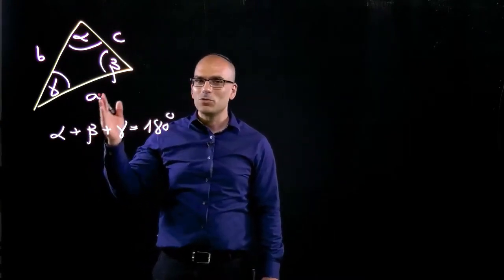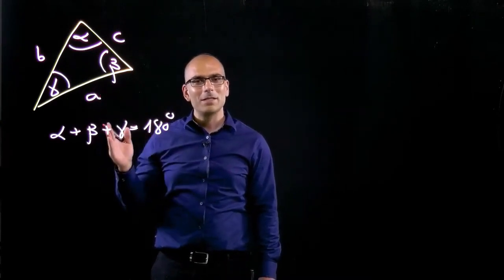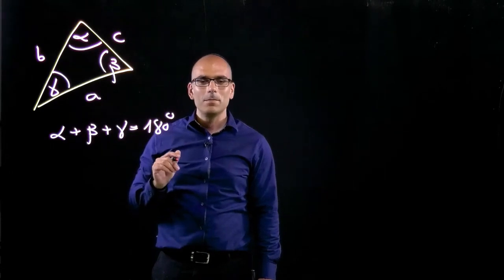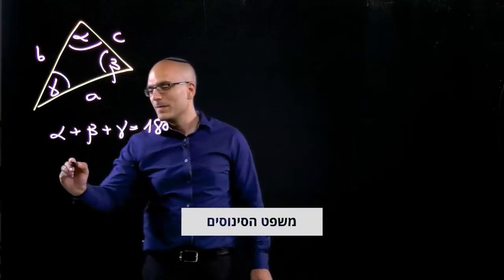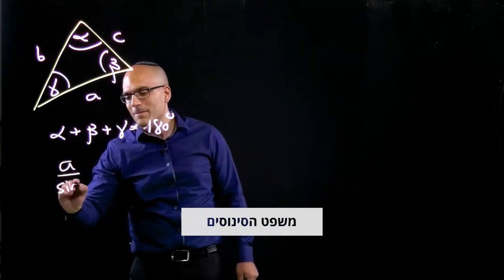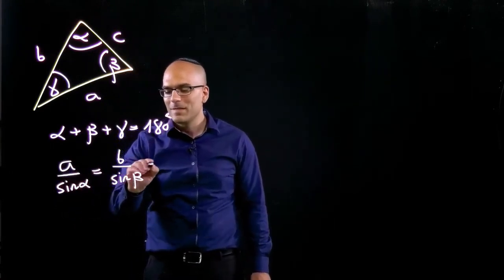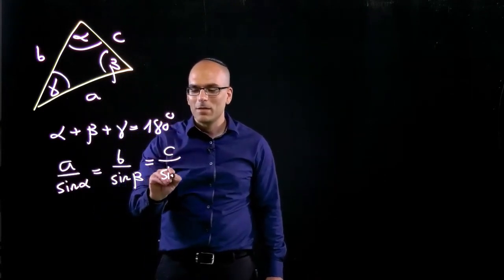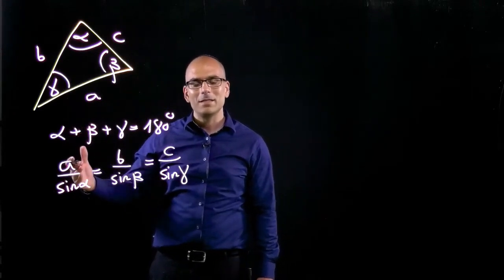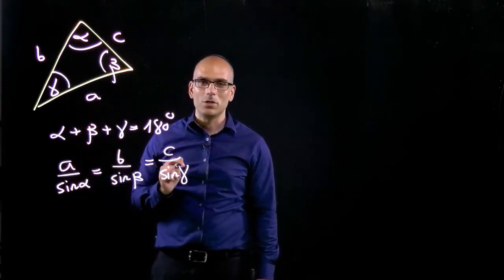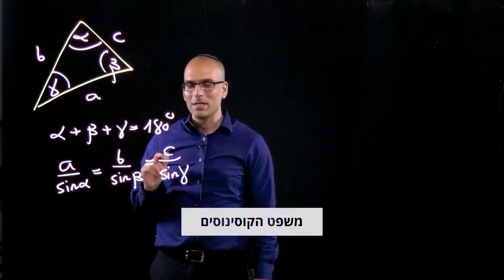In general, within a triangle, there are typically two theorems that are commonly used, namely the sine law and the cosine law. The sine law states that the following ratio is preserved in all triangles: A over the sine of alpha equals B over the sine of beta equals C over the sine of gamma. In other words, the ratio between the side and the sine of the angle opposite it remains constant across all sides and angles. The next theorem is the cosine law.